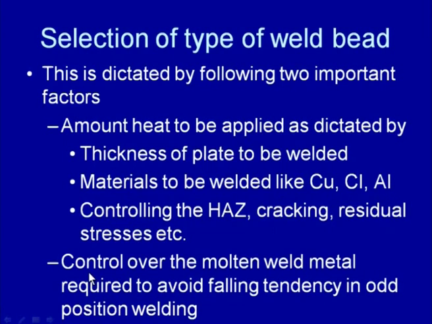Another aspect that affects the selection of the suitable type of weld bead is the kind of control which is desired over the molten weld metal, so that it can be placed in the desired position and the weld joint can be made. So, for proper control over the molten weld metal, and to avoid the falling tendency, especially in odd positions, the weaver bead is preferred over the stringer bead, because it helps to manipulate the weld metal in such a way that the falling tendency is reduced, and the weld metal also gets some time to solidify when the bead is moved.